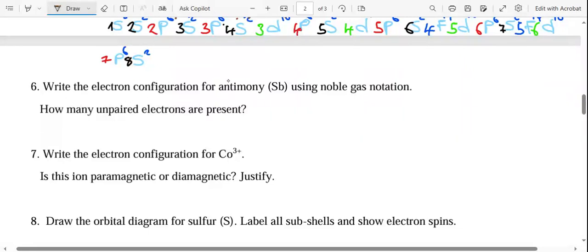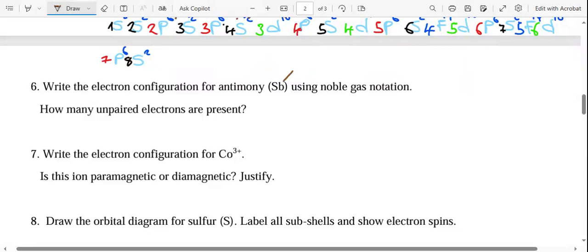Write the electron configuration for antimony, Sb, using noble gas notation. The same one, using krypton, argon, stuff like that. That's how we write it. So for this one, I'll just go direct.